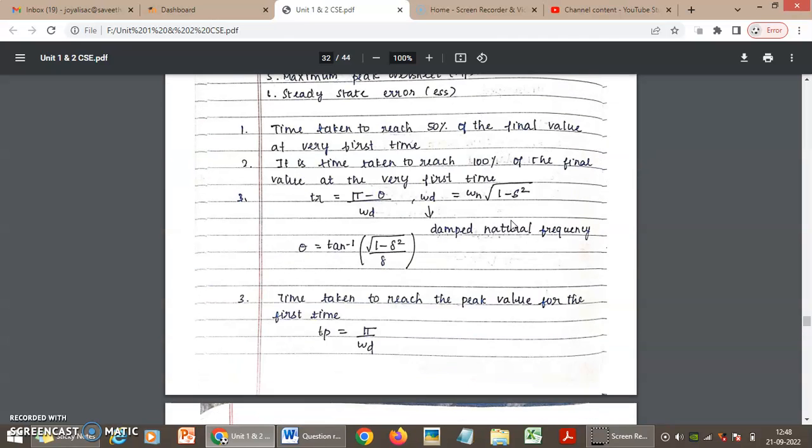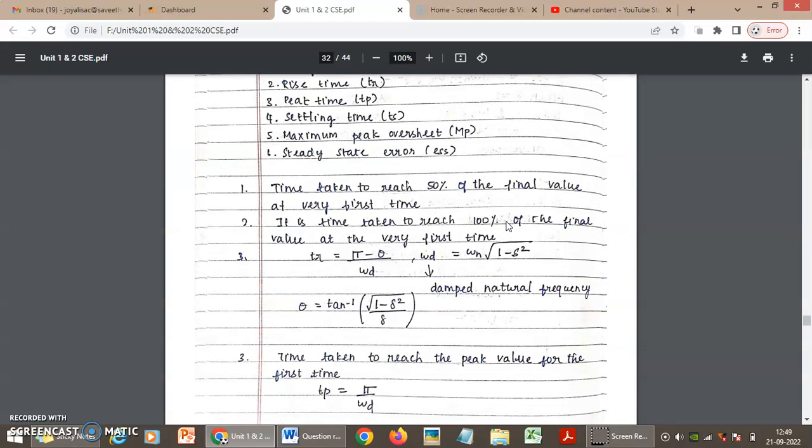There are formulas for all these things. We have to note down the formulas because we will substitute. Then only we will be able to find the values in the problem. So for the rise time, it is pi minus theta divided by WD. WD is the damped frequency of oscillation. Pi minus theta divided by WD is your TR.